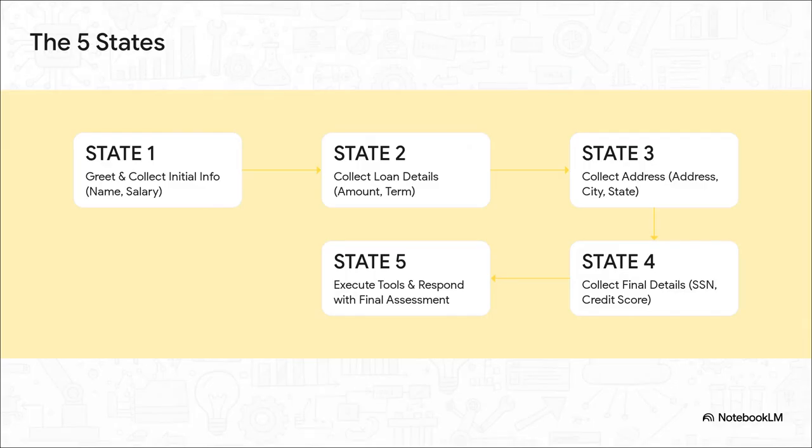And here's that rulebook, broken down into 5 very clear states, or stages. The AI is programmed to only be in one of these states at any given time. It kicks things off in state 1, greeting you, asking for your name and salary, and it absolutely cannot and will not move on to state 2 until it gets that information. This state-driven design basically forces the conversation down a very predictable path, making sure no steps get missed, all the way down to state 5, where it finally calls its tools and gives you the final result.